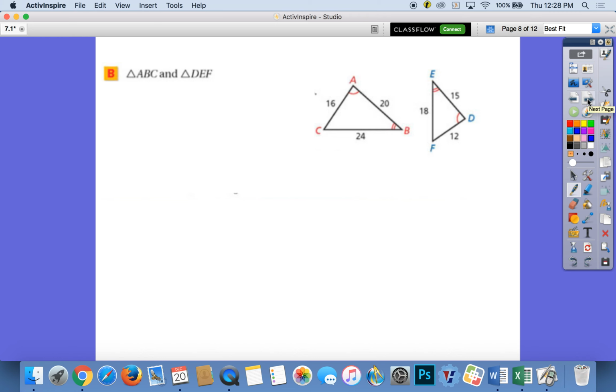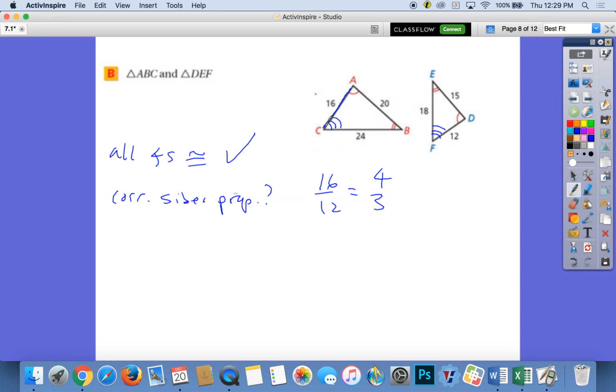So we know that angle A is congruent to angle D, all right? We also know that angle B is congruent to E, and then again, by our third angles theorem, we can say that C and F are congruent. Okay, so all angles are congruent. We checked that box. Now, we need to see if the corresponding sides are proportional. And this is the one that takes a little bit of time. Okay, so let's look at our corresponding sides here. We have 16 over 12. And that simplifies to 4 over 3. Okay, so we got that guy taken care of.